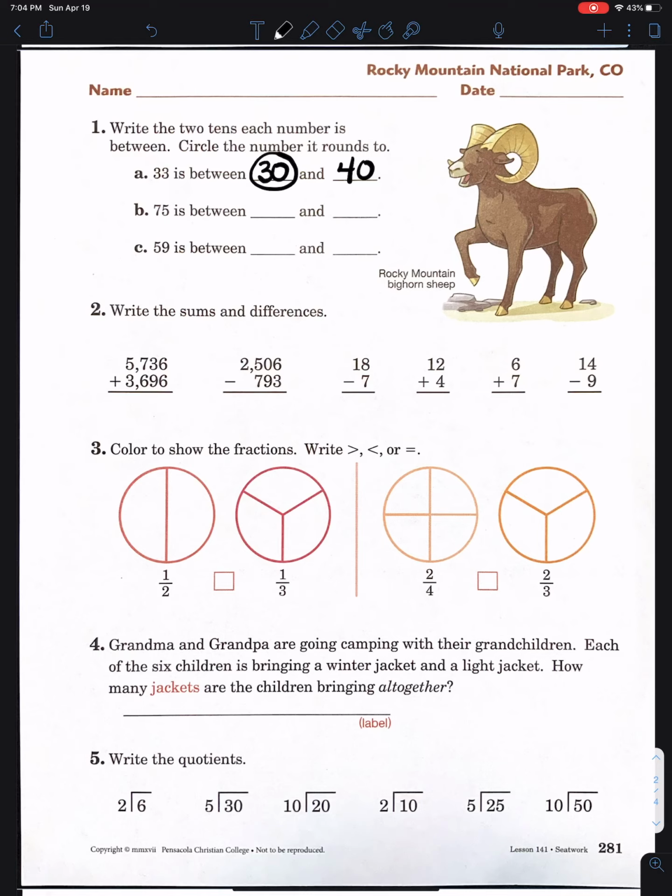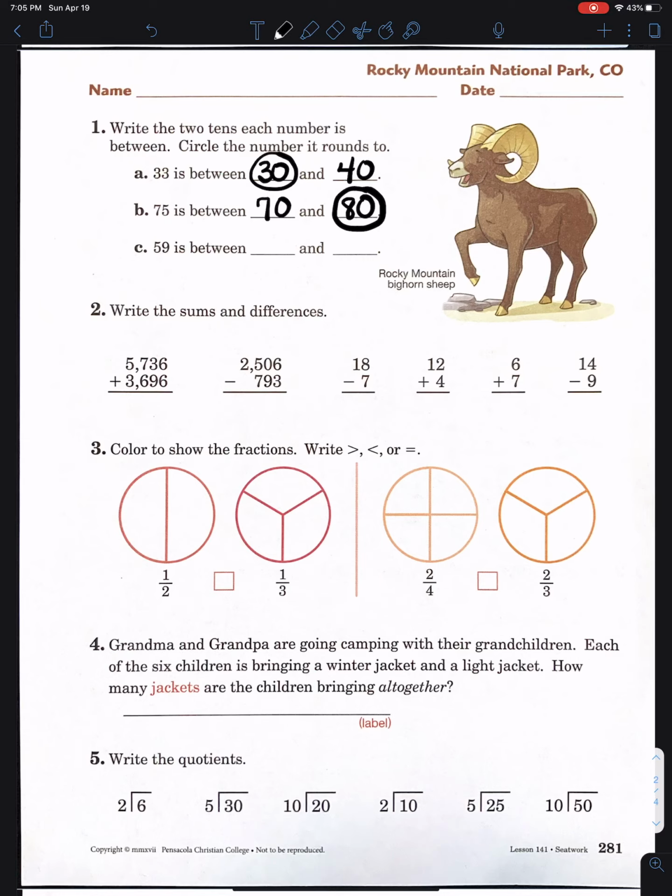75 is between which two tens? It's between 70 and 80. Now let's see if you can remember the trick I told you about there being a 5 in the ones place when rounding. 5 comes halfway between 0 and 10. 75 comes halfway between 70 and 80. When we get to the halfway point and there's a 5 in the ones place, we always round up. So we're going to round 75 up to 80.